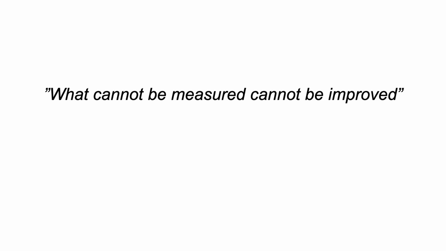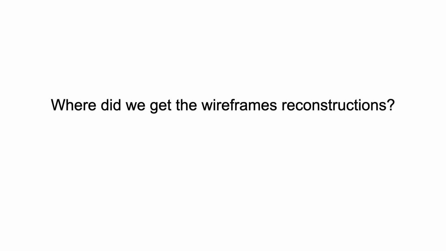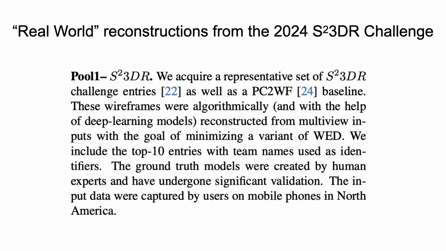But of course, this begs the question. There are many ways we could produce such a representation. Given two reconstructed wireframes of the same scene, how should we quantify which is better? In addition to these properties, we collect a set of expert quality judgments given pairs of reconstructions corresponding to the same ground truth. So where did we get these wireframe reconstructions?